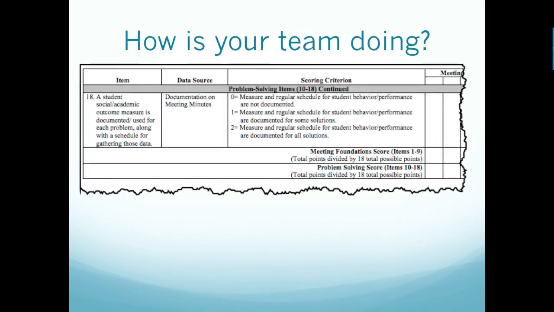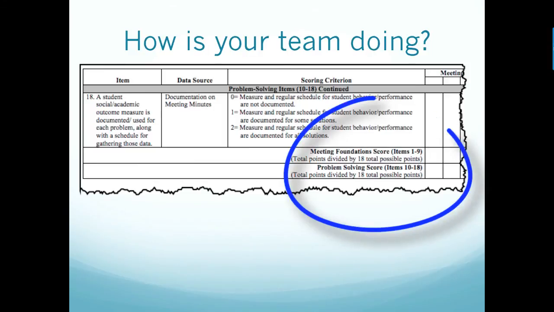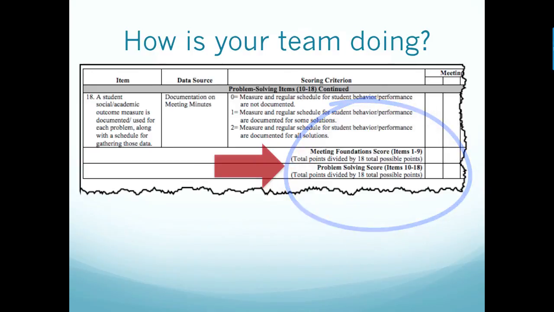So how is your team doing? Go ahead now and sum up each of the areas, the 9 items for meeting foundations and the 9 items for the problem solving score. There's a total possible of 18 points in each of these domains. So pause again for a moment as you go ahead and sum those areas.